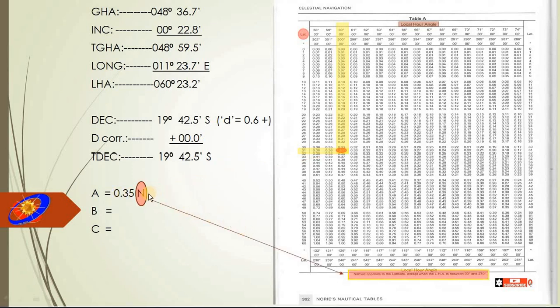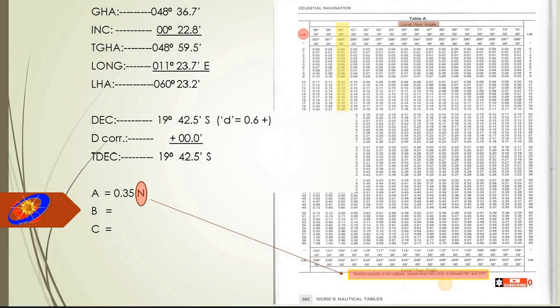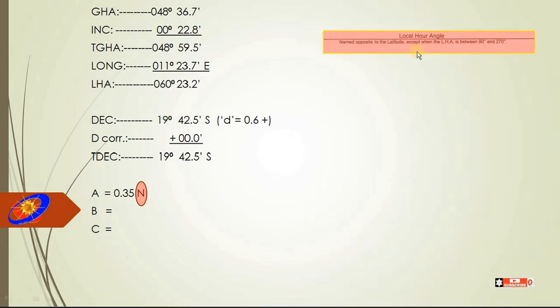And how to name it? We name it north because here the rule is name opposite to the latitude, except when the LHA is between 90 degrees and 270 degrees. I'm going to explain it further. Here it is.